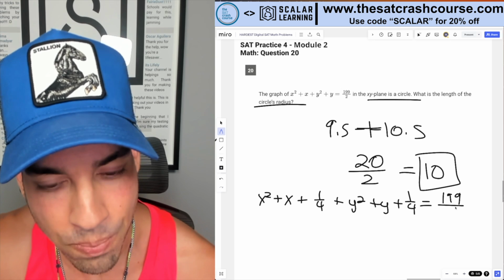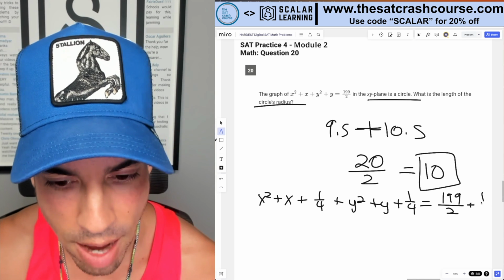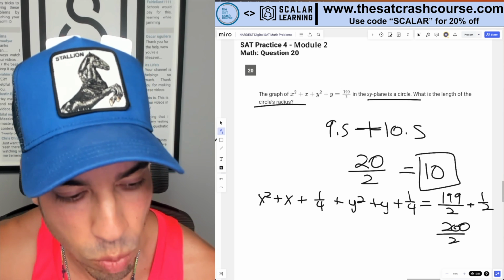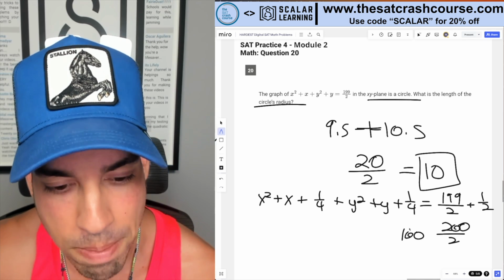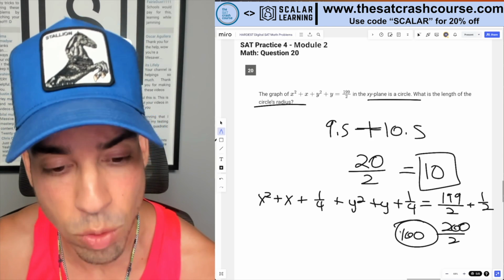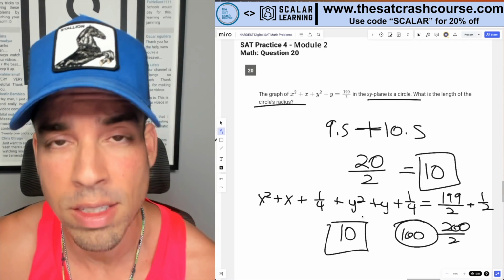So it's 199 over 2 plus 1/4 and 1/4. 1/4 plus 1/4 is 1/2. 1/2 plus 199 over 2 is 200 over 2, which reduces to 100. And by the way, on the right-hand side, this is radius squared. So the square root of 100 is 10. It gives you the same answer. So anyways, 10 is how you do it.